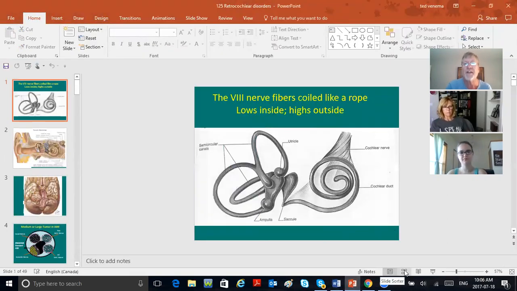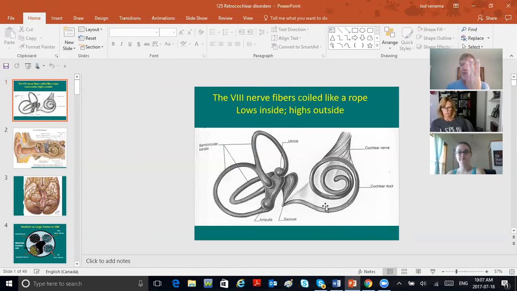We'll take this home. Look at the 8th nerve, how it's coiled like a rope. See that? Here's your scala media. And all the fibers of the 8th nerve, they come from the inner hair cells, and they're coiled like a rope. So your 8th nerve also is tonotopic. Can you see where the low frequency fibers of the 8th nerve are? They're on the inside, aren't they? Here's the apex of the cochlea. Look at how the fibers would be on the inside. And here's the high frequency areas of the cochlea near the base, and see how the 8th nerve fibers there are on the outside.